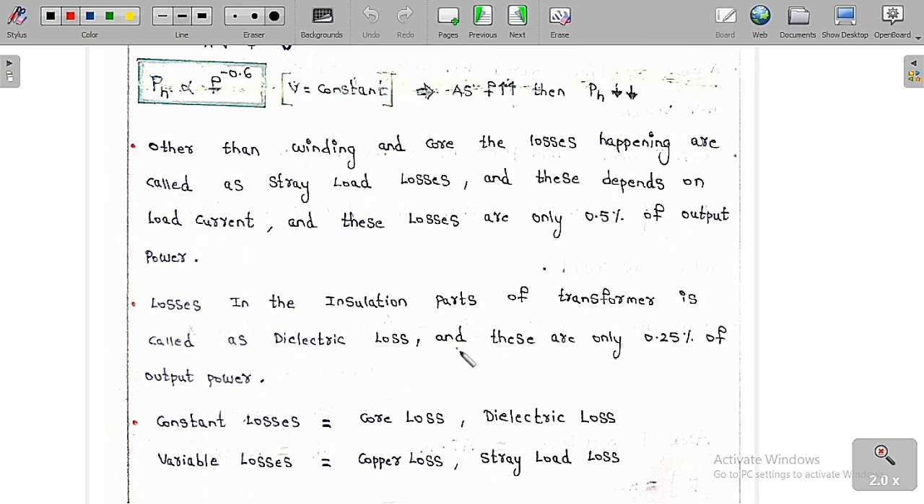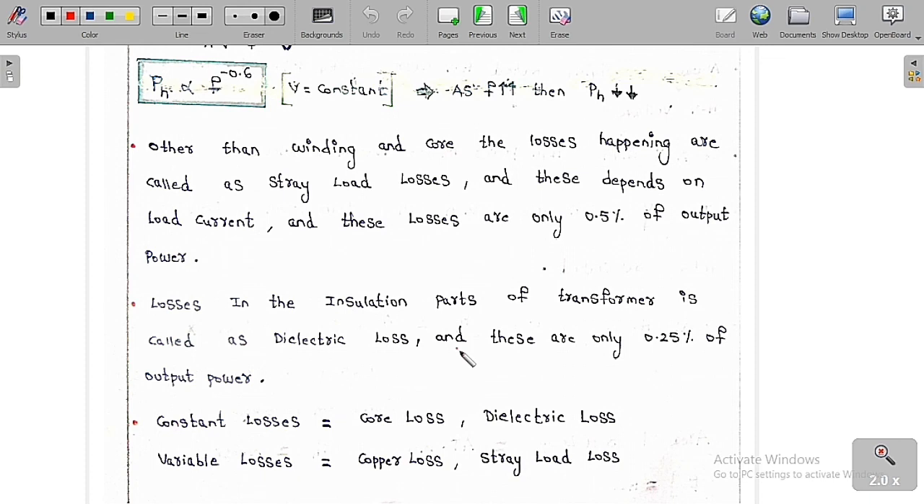So ideally speaking, there are four losses: copper losses, iron or core losses, stray load losses, and dielectric losses. Whatever the losses in the winding are called copper losses, and the losses in the core of the transformer are called iron losses or core losses. The stray losses depend upon the output current, and these are only 0.5% of the output power, so these are very small, and we are going to neglect them for all ideal conditions.